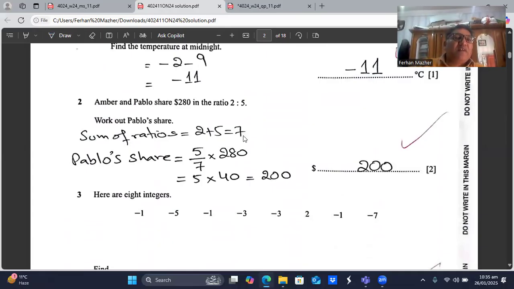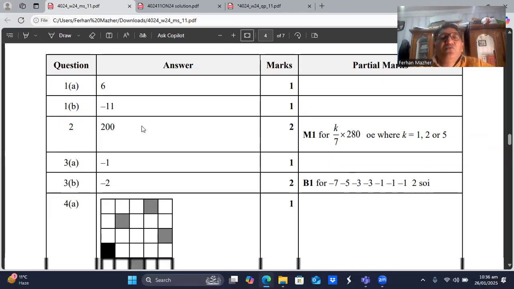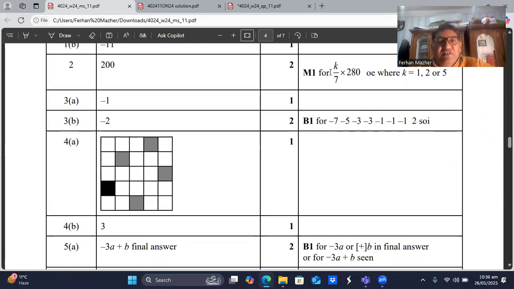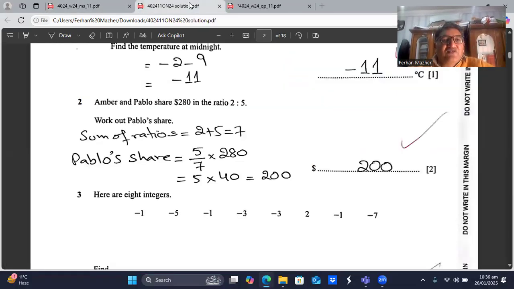So the sum of the ratios will be 2 plus 5, that will be 7. Pablo's share will be Pablo's ratio divided by the sum of the ratios, multiplied by the total money to be divided. So 5 by 7 multiplied by 280, and that will be 5 multiplied by 40, because 7 40s are 280. So 5 multiplied by 40 will be 200. So $200 is the answer. So Pablo's share will be $200. So this is how this is done. So let me show you the solution.